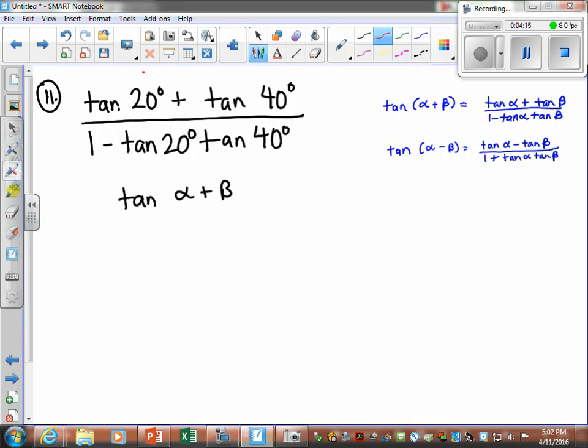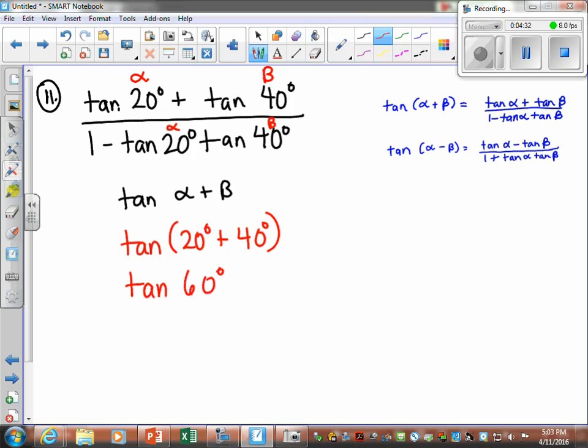Now we want to go back into the original problem and label alpha, beta. That's just tangent of alpha plus our beta, which is 40. Add those together. Simplify, we get tangent at 60 degrees, which is your sine over your cosine, and when that simplifies, you're just going to get the square root of 3.